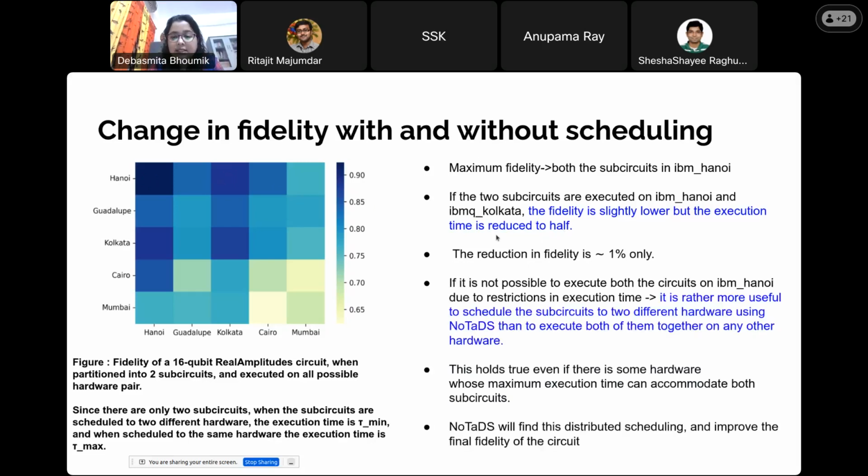It may not always be possible to execute both circuits on IBM Hanoi, because there are time restrictions in execution time, right? So it is more useful to schedule the sub-circuits to two different hardwares using NoTADS than to execute both of them together on similar hardware. If we don't have time to run both sub-circuits on Hanoi, but we have time to run both of them on Cairo, this block, the fidelity is poor. But if we run one circuit in Kolkata and one circuit in Cairo, this block, it is better in terms of fidelity than this. This holds true even if there is some hardware whose maximum execution time can accommodate both the sub-circuits. So NoTADS will find this distributed scheduling and improve the final fidelity of the circuit.